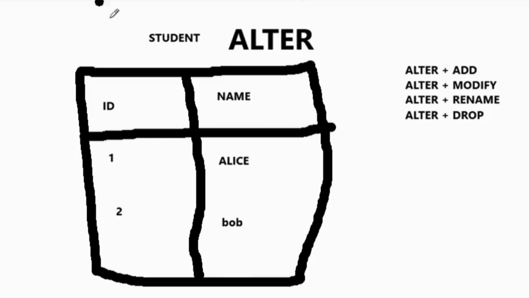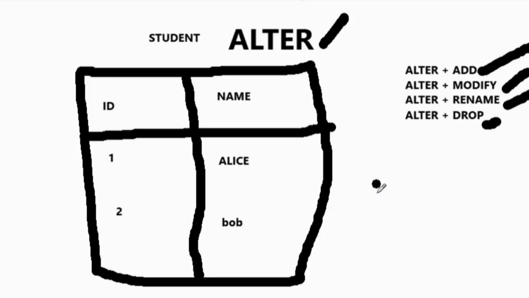Hello everyone, in this video we are going to learn what is meant by alter. Simply, what is meant by alter? Alter means change, modify. Alter means changing something, and in this we have four things: add, modify, rename and drop. We'll see each one in the code.